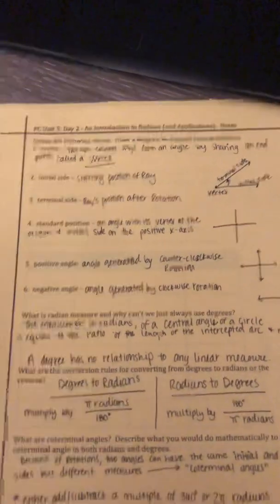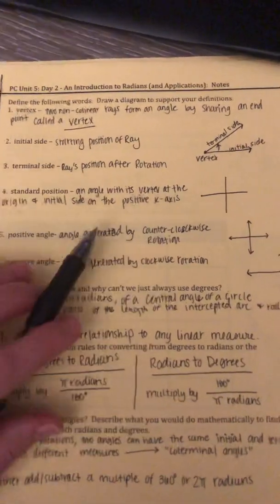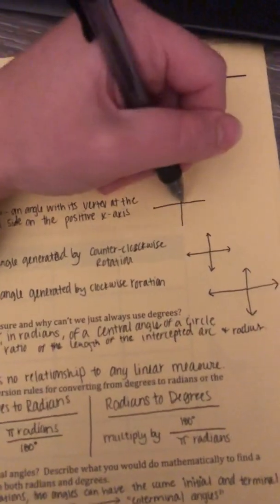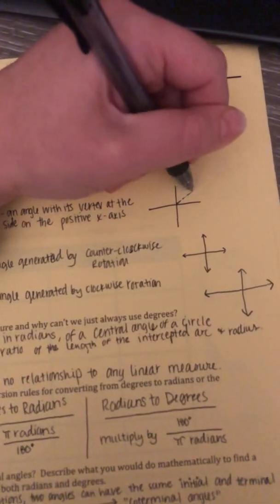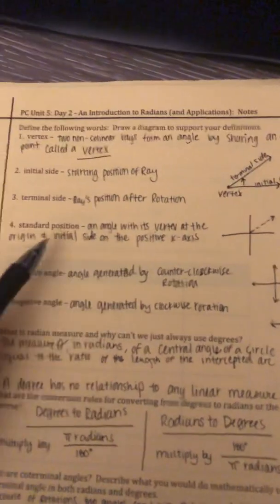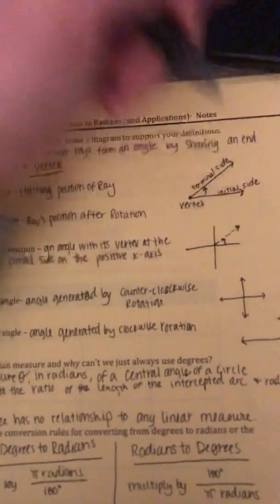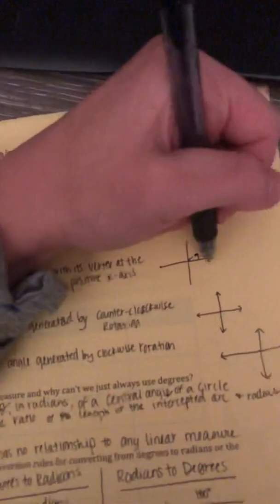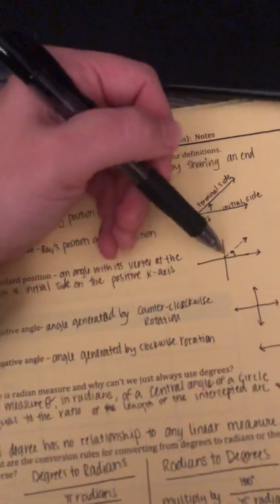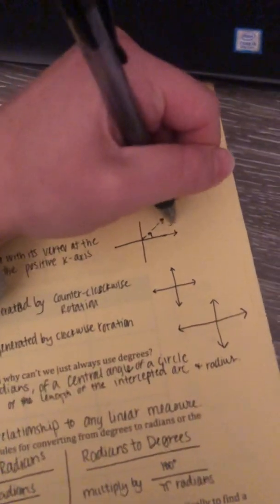All right, a standard position is an angle with its vertex at the origin and initial side on the positive x-axis. All right, so let's give an example of something like this. It has positive x-axis, and it's creating a vertex at the origin. The initial side is the x-axis here. And then its terminal side is somewhere over here. Just an example. And we'll go ahead and label this standard.